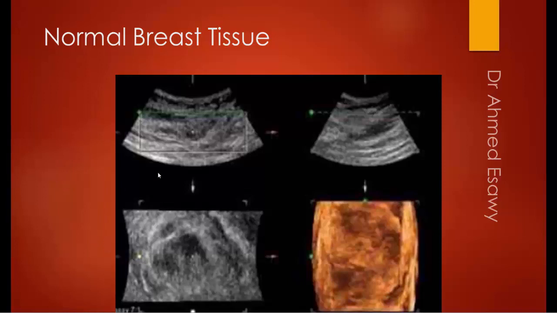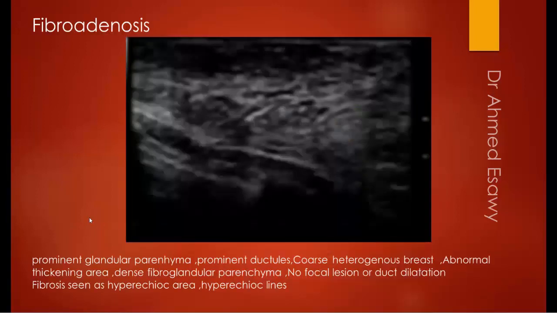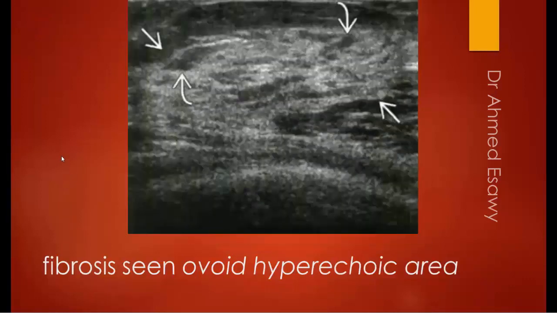Normal breast tissue, as we see in B-mode and 3D. Normal breast tissue with 3D ultrasound. Fibroadenosis ultrasound: prominent glandular parenchyma, prominent ductules, coarse heterogeneous breast, abnormal thickening area, dense fibroglandular parenchyma, no focal lesion, no ductal dilatation. Fibrosis may be seen as hyperechoic areas, hyperechoic lines. Fibrosis is seen as an ovoid hyperechoic area in fibroadenosis.